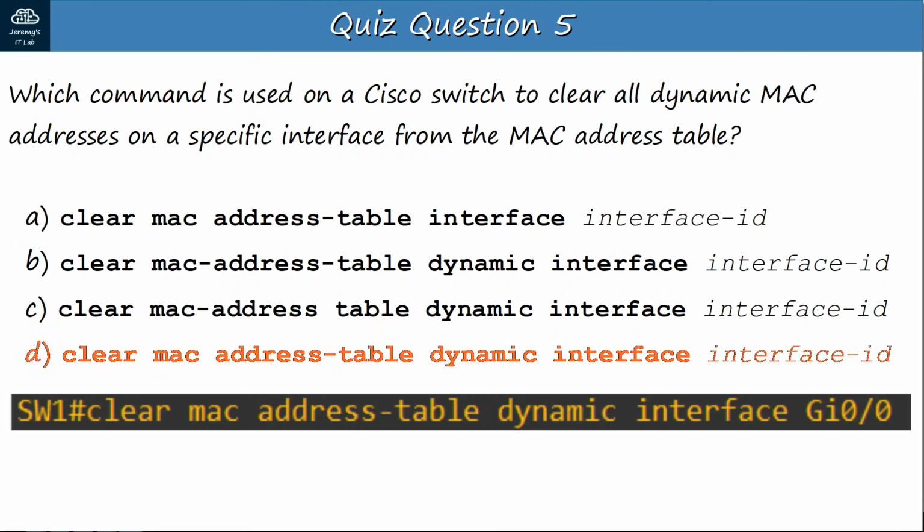The answer is D, clear mac address-table dynamic interface, interface ID. Make sure to spend time doing practice labs in Packet Tracer to help you remember the commands. That's all for the quiz.